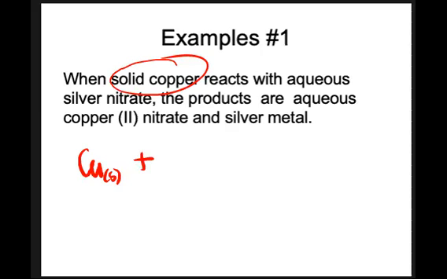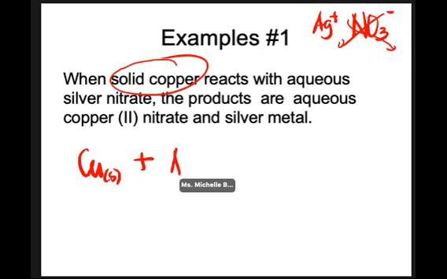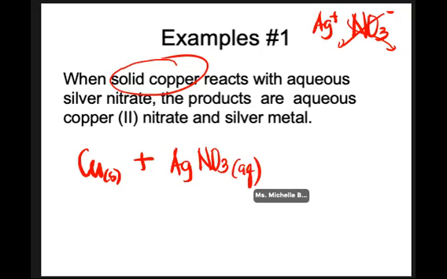You have to do writing formula first, the crisscross method. Silver nitrate: Ag is for silver, positive 1. Nitrate is NO3, negative 1. Crisscross, you will get the formula AgNO3, and then this is (aq), dissolved in water.